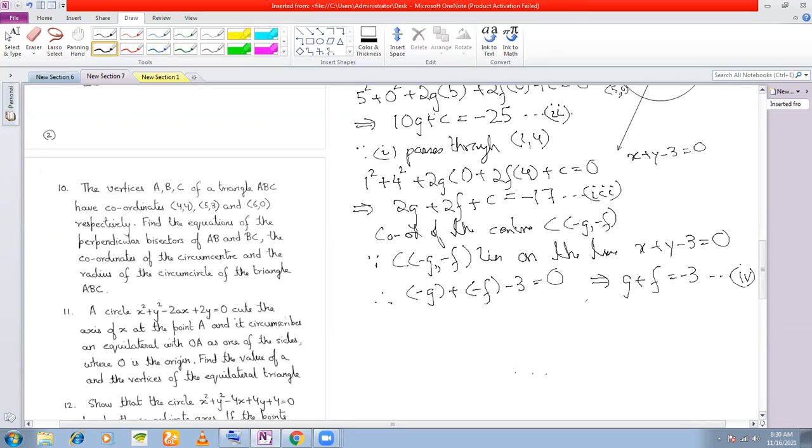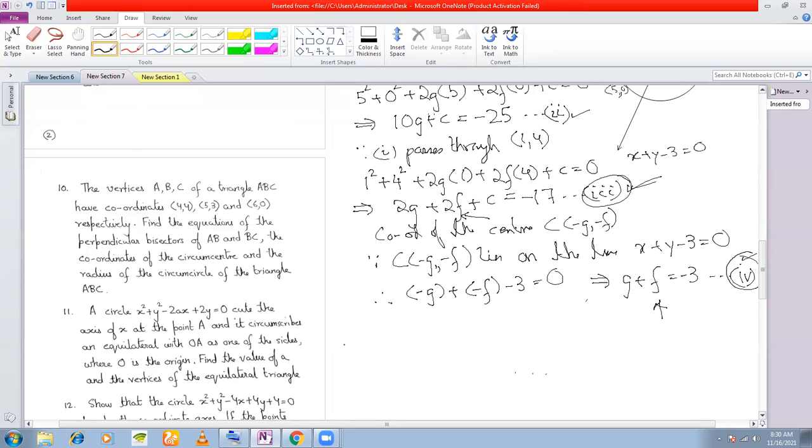Now we need to solve these three equations. Now the question is how to solve. Three equations, three unknowns can definitely be solved, but the question is how. If you look at equation number 3, it has all g, f, and c. If you look at equation number 4, it has only g and f. If you look at equation number 2, it has g and c. That means from equation number 3 and equation number 4, if I can eliminate this f, then I'll only be left with g and c. Right or wrong?